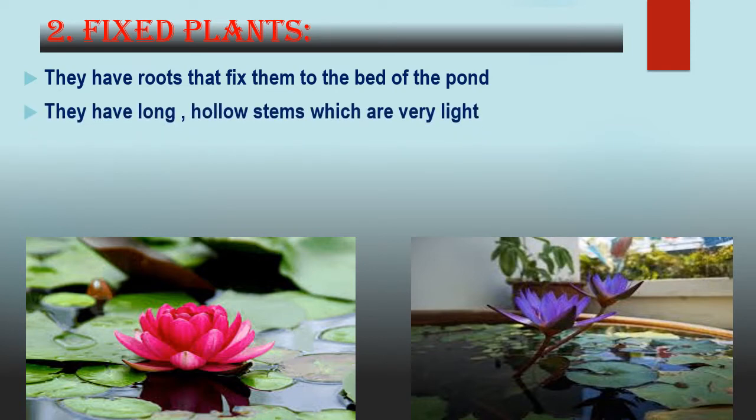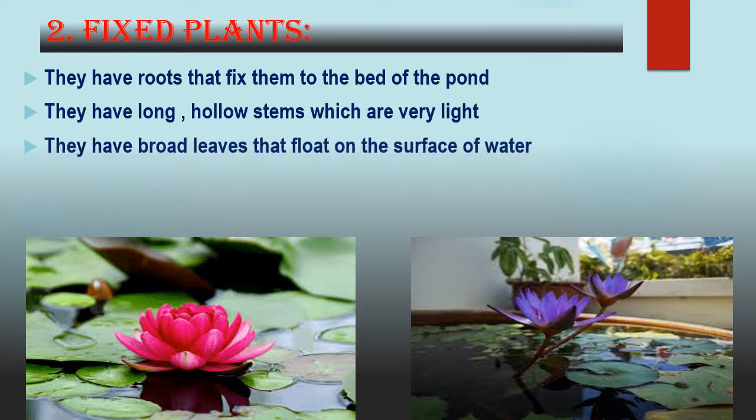They have long hollow stems which are very light. They have soft, long, hollow stems. Hollow means empty from inside, which makes them very light. So they have long, soft and hollow stems which are very light. They have broad leaves that float on the surface of water.